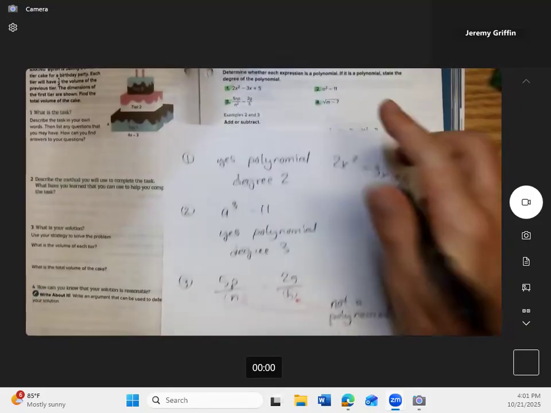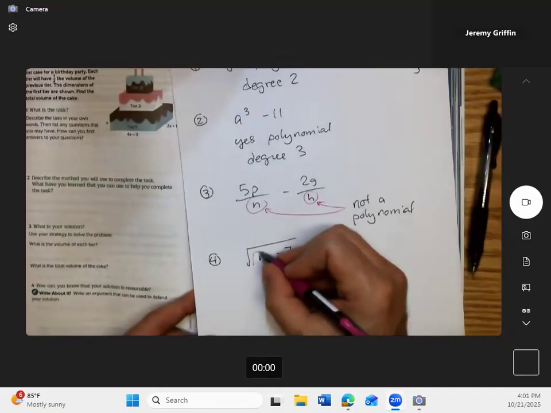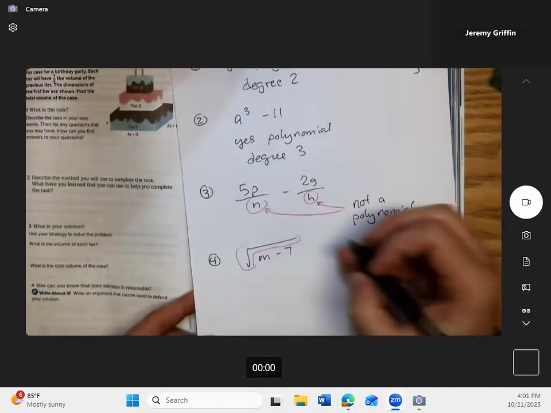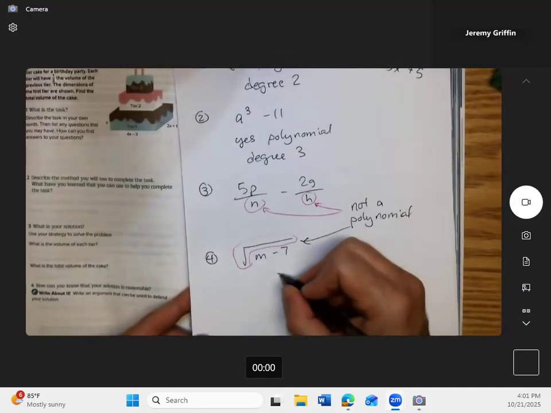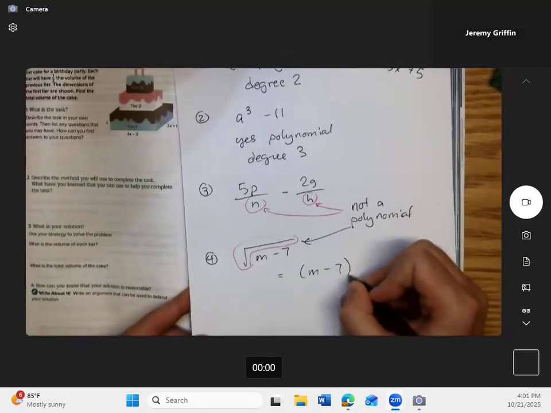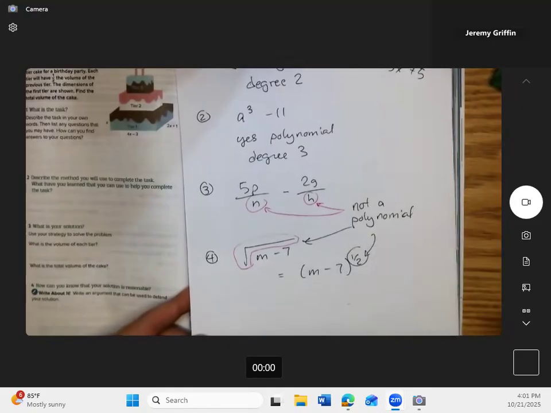And number 4, square root n minus 7. All right, so you see a square root, right? You'd say, also not a polynomial, because of that reason. This is, by the way, same thing as n minus 7 to the 1/2. But it's still not a polynomial.